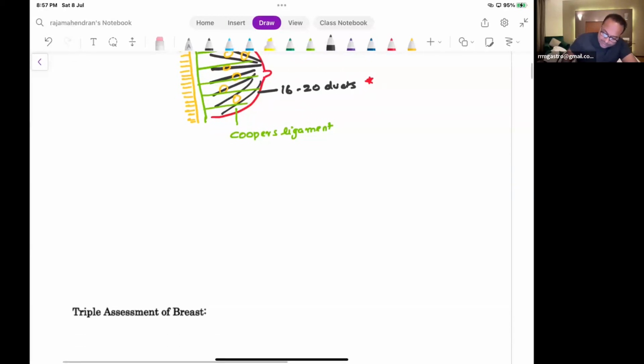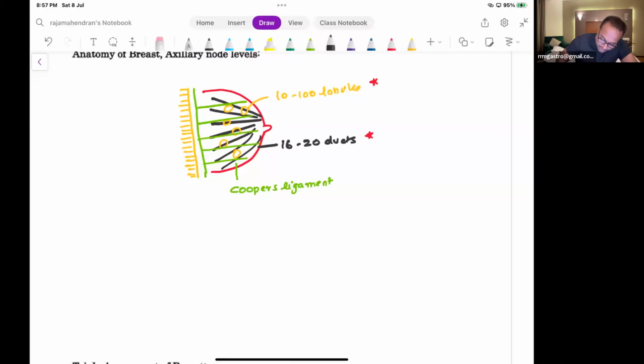Now we are going to discuss the levels of axillary nodes. Please don't forget there are 3 levels of axillary nodes according to the pectoralis minor muscle. This is the pectoralis minor muscle. Based on this muscle, we have 3 categories of nodes.